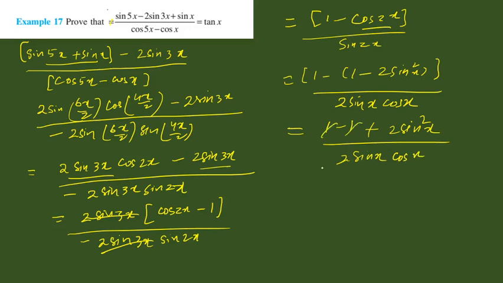So this 1 and 1 get cancelled, and what is left over? Let me write another step. I hope you got the answer, but still 2 sin² x upon 2 sin x and cos x. Here 2 and 2 get cancelled and one sin x will cancel. Finally you will get tan x.